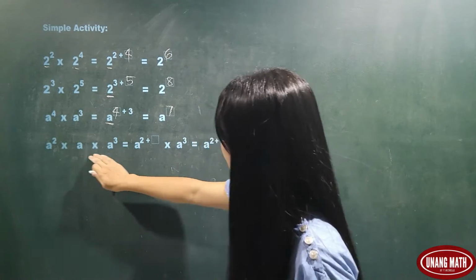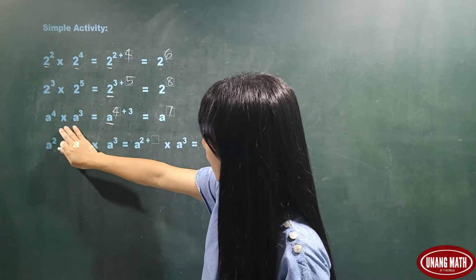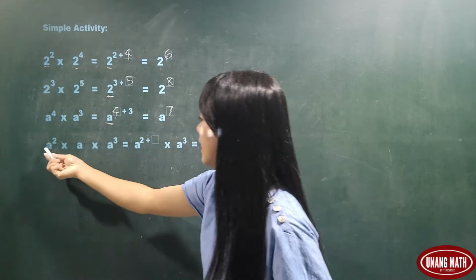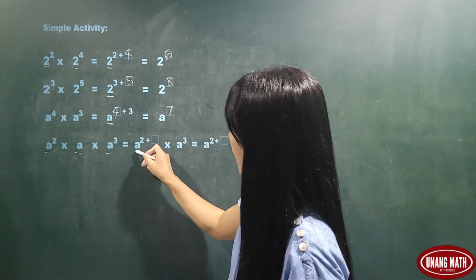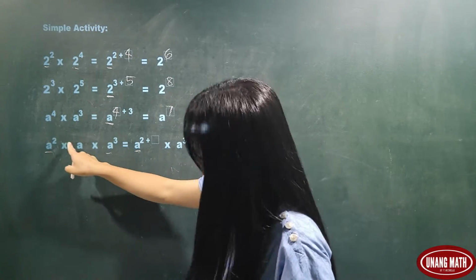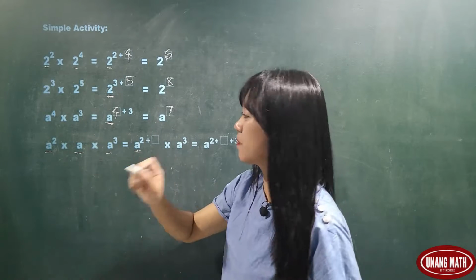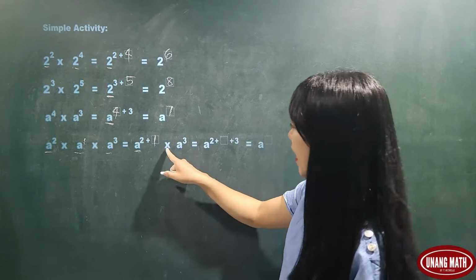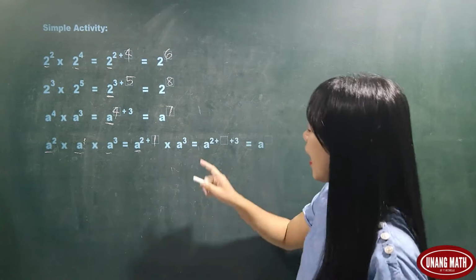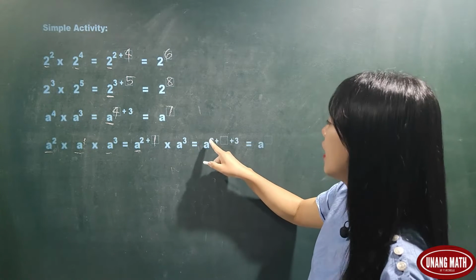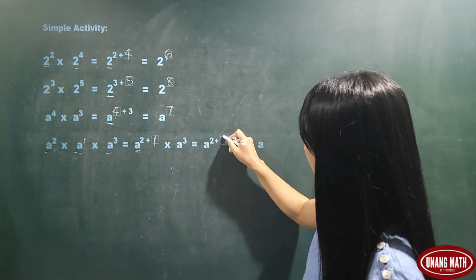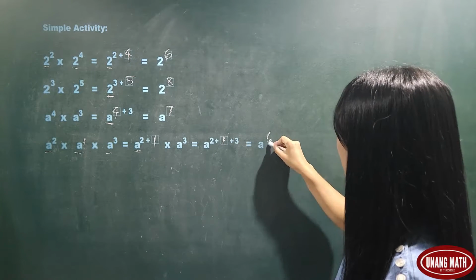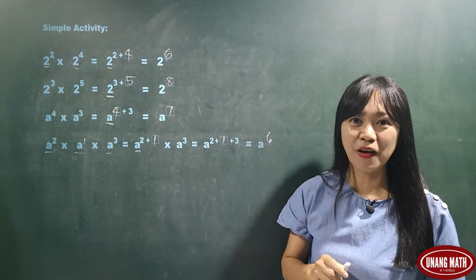Okay, what about this last number here? A raised to the power of 2, or A squared times A raised to the power of 3. Same base A, so copy the base A. Okay, if you cannot see any exponent, that means the exponent is 1. So this is 2 plus 1, okay, times A raised to the power of 3. So this is equal to A, and then raised to the power of 2 plus 1 plus 3. 2 plus 1 plus 3, this is equal to 6. So we have A raised to the power of 6.